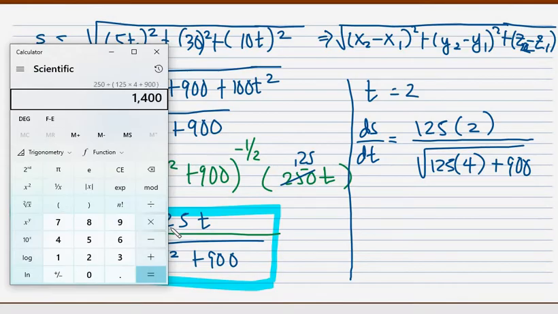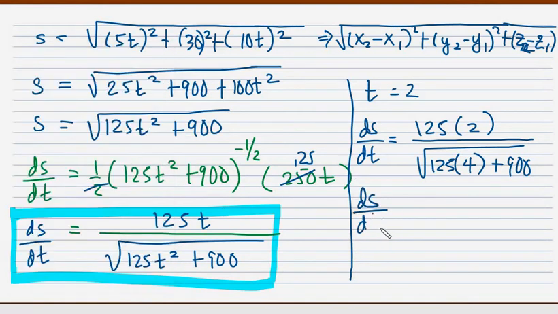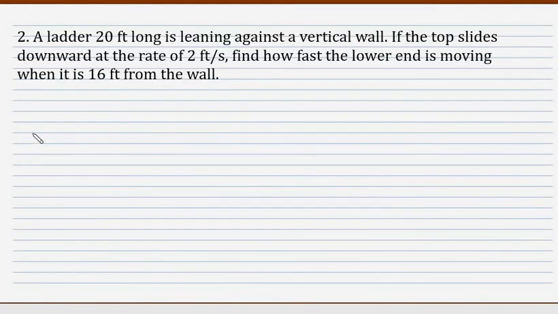Okay, then let's get the square root of our denominator. Then let's press equals, and the answer is 6.68. So the derivative of S with respect to t is equal to 6.68 feet per second. Okay, so that is one example wherein we were able to obtain a function which has time as its independent variable. Now, what about if that is not possible?